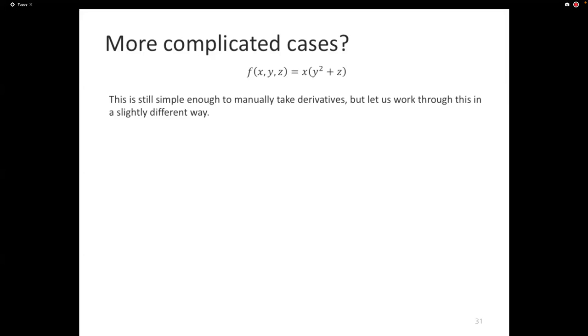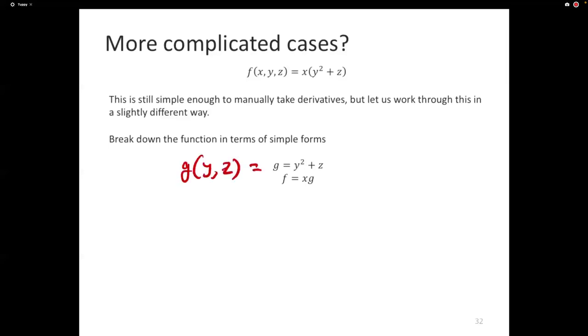Y squared plus z. You don't need backpropagation for this, is my point. But let's make this a little bit more tedious, but every step is going to be small. Let's break this function down into two functions. I'll introduce a new function called g. g of y comma z is y squared plus z, and let's call f of x comma z is simply x times g.